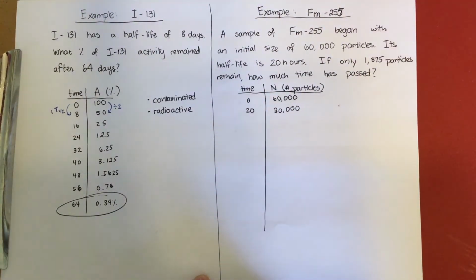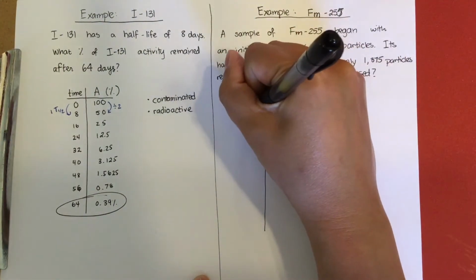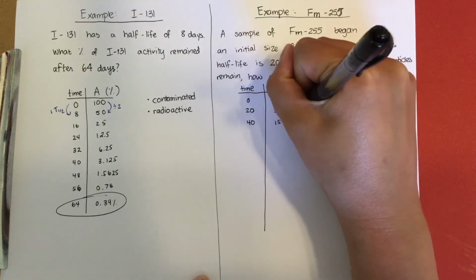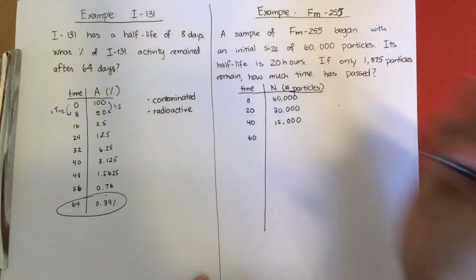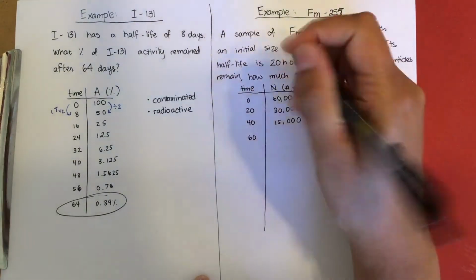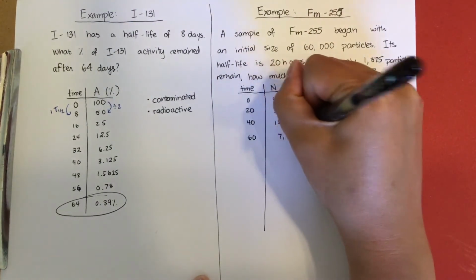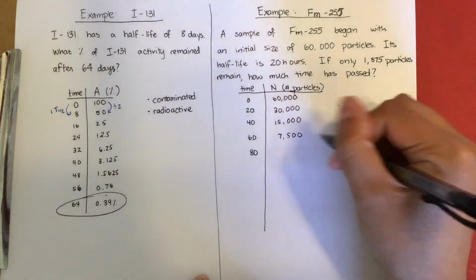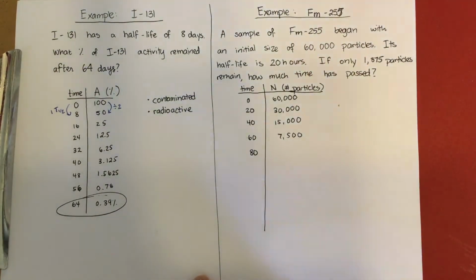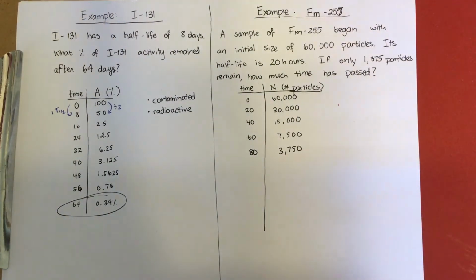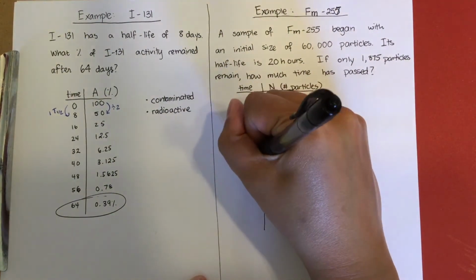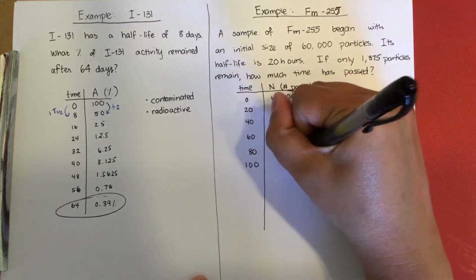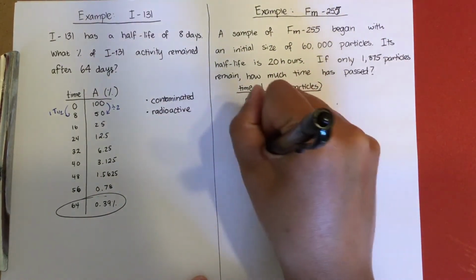They would have decayed into something else. After 40 hours, there would be 15,000. After 60 hours, there would be 15,000 divided by 2, so 7,500 particles. After 80 hours, divide that by 2, that would be 3,750. And after 100 hours, there would be 1,875 particles remaining.